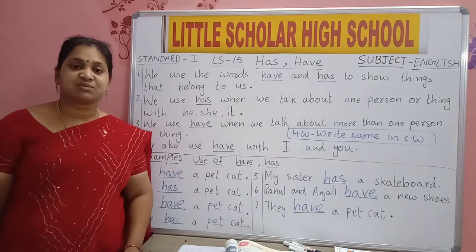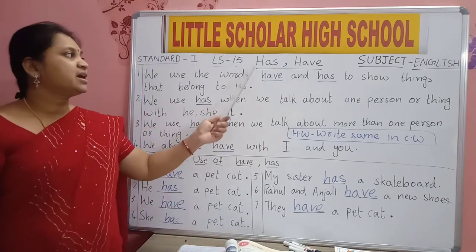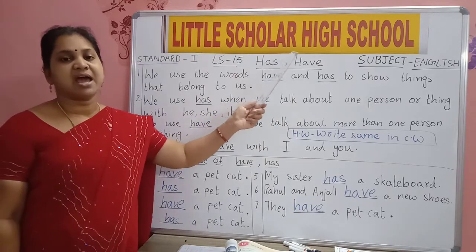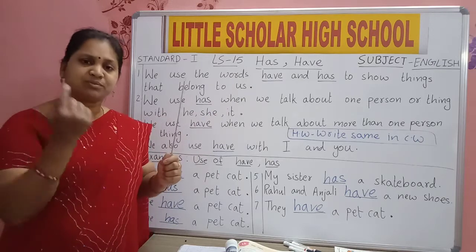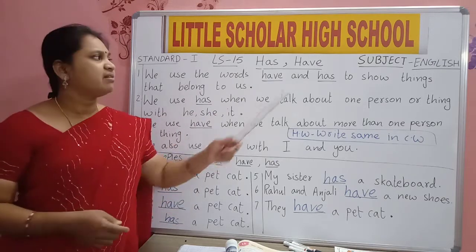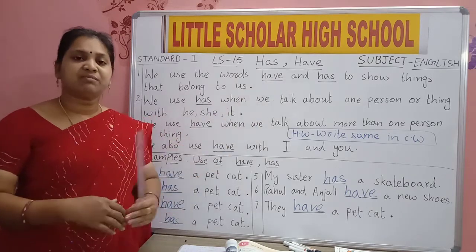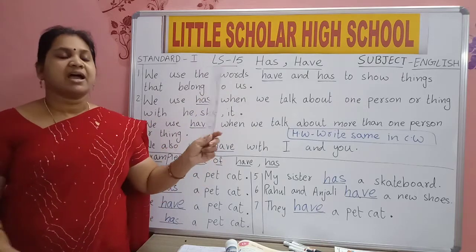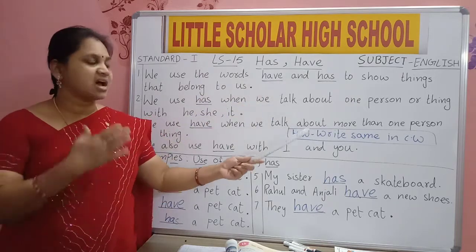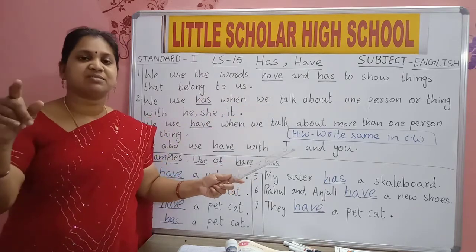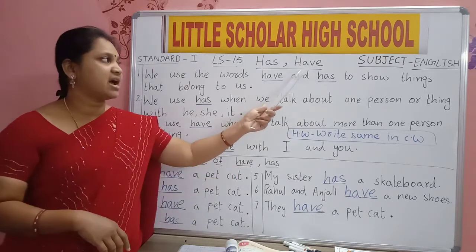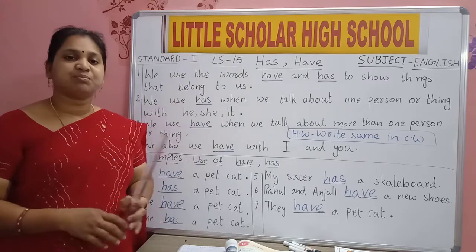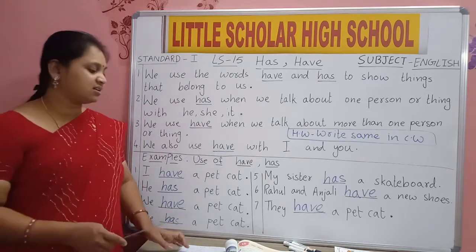Yes, in today's class what have we learned? A new topic. Use of has and have. Very simple. We use has when we are talking about one person or one thing. We use have when we are talking about many. And also have is used with I and you. Remember these 3 points, and you will be able to write it easily.